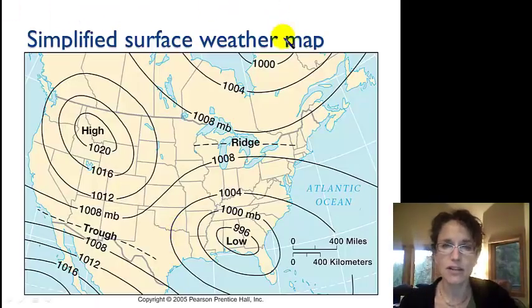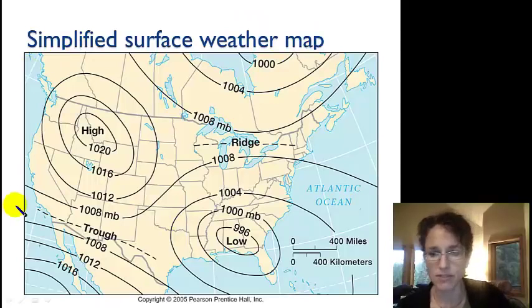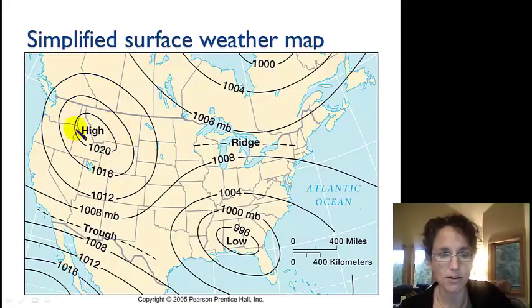So let's have a look at a surface weather map. This is a really simplified one from a textbook where we have a high pressure system here over the northwestern United States and a low pressure system here over the southeastern United States. So first thing we want to notice are these lines. These black lines are what we call isobars. So those are lines of equal air pressure at the surface.